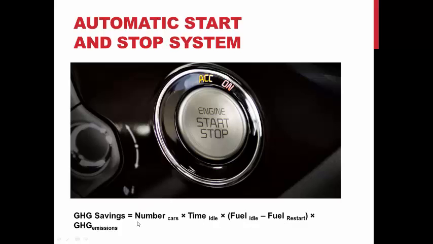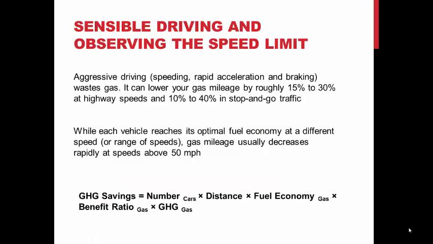So here the model we've thought through is the number of cars, what's the time to idle, and then there's basically this delta between the fuel that's consumed in idling and then the fuel that's then needed to restart the car. So obviously if the fuel to restart is greater than the fuel to idle, then this isn't going to be a good opportunity. The next activity includes two aspects: driving sensibly and observing the speed limit.